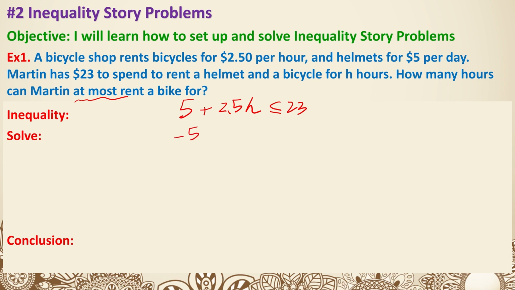Subtract 5 over. 2.5h is less than or equal to 18. Divide both sides by 2.5. We're just dividing by a positive number, so we don't need to flip the sign. So h is less than or equal to 7.2.